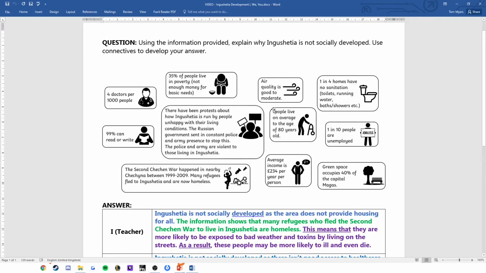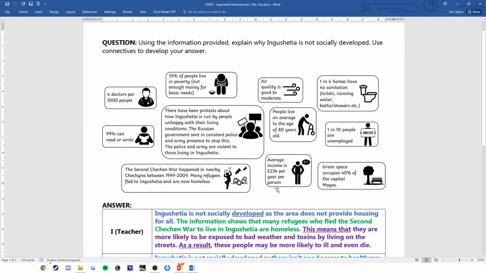People live on average to the age of 80 years old. So this would tell us a bit about their needs being met. So again, social development. 1 in 10 people are unemployed, to do with jobs, so this is economic development. The Second Chechen War happened in nearby Chechnya between 1999 and 2009. Many refugees fled to Ingushetia and are now homeless. So this would fall under social development also, as it's to do with peace in the area.